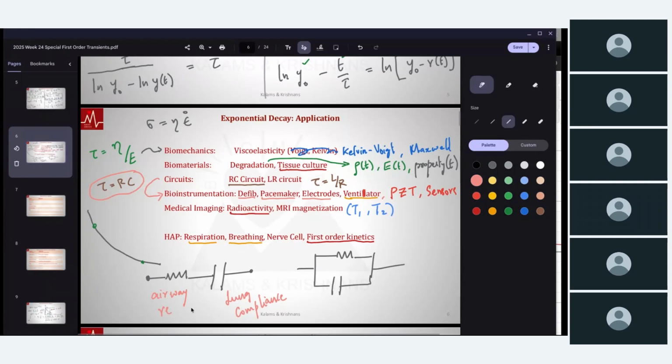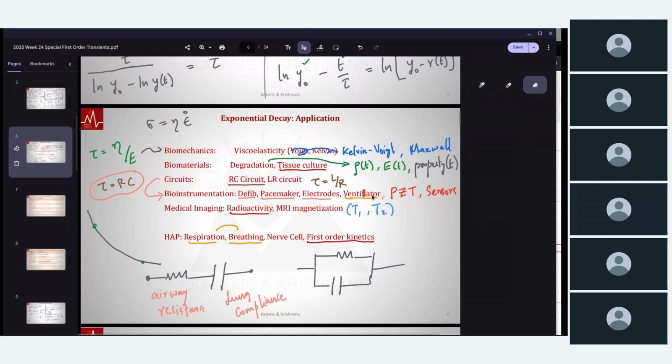I'm using the term to make it approachable. Okay, airway resistance, which is why, in fact, if you're breathing through your nose or your mouth, you're changing the impedance, you are changing the resistance. So you are changing how fast you are inhaling or exhaling. You are essentially changing the time constant of the system, right? Respiration and breathing, these are closely related.